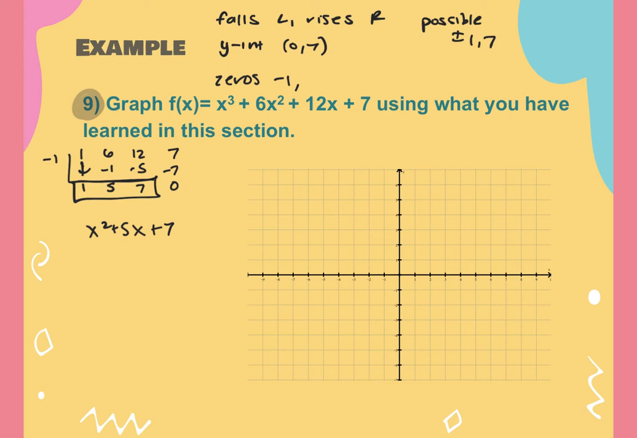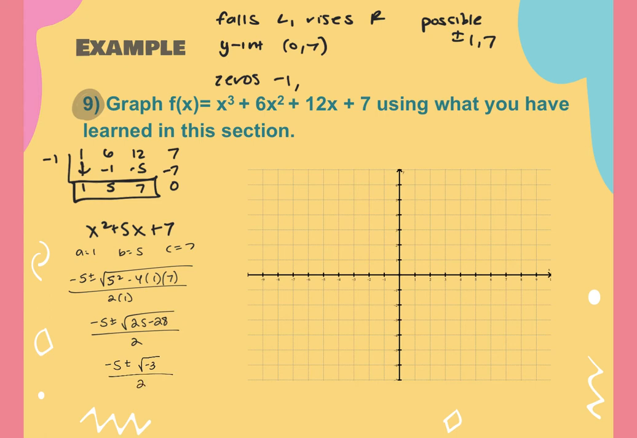which means how do I solve for it? Quadratic. So A is 1, B is 5, C is 7. Negative B plus and minus the square root of B squared minus 4 times A times C all over 2 times A. So because there's a negative under the root, what's this tell you? There's no other zero that's going to cross through.